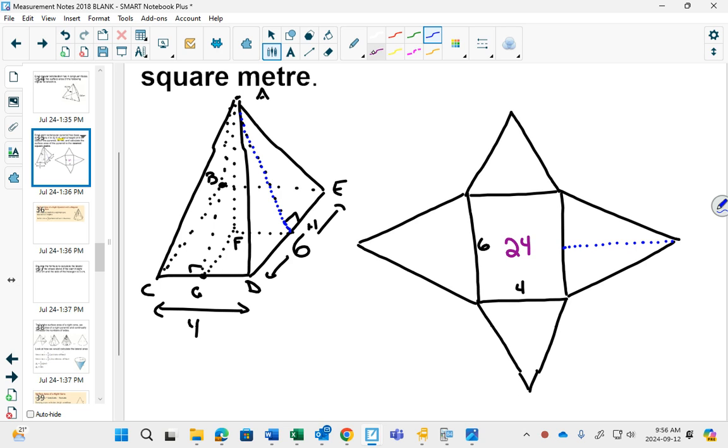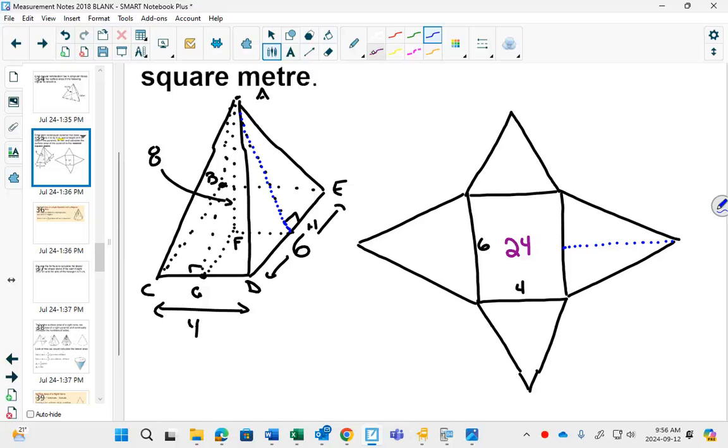Oh, there was one other thing that was labeled that I forgot to label. On yours, you have that this is 8, right? Is the blue line 8? No. Number one mistake that students will make in this question is they're like, oh, I need a height. This is a height of my pyramid, but the blue line is a slant height.